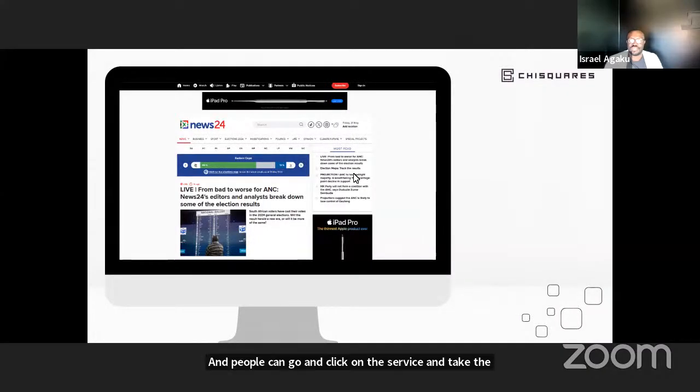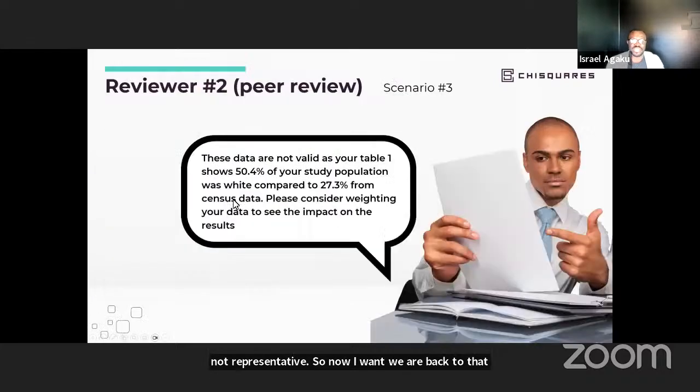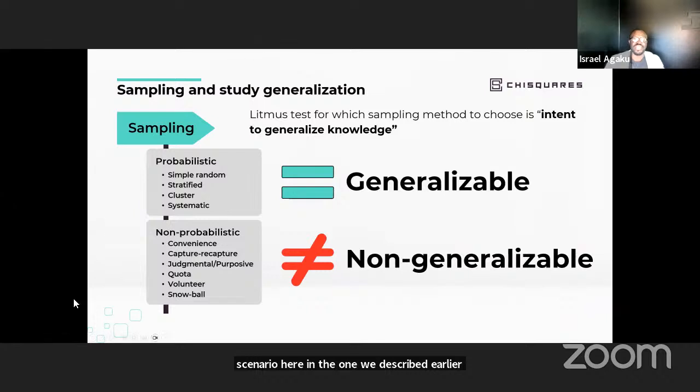which we wanted to use for research. But as you can imagine, since the data came from this source, you could be pretty sure that it was not representative. So in other words, we're back to that scenario, the one we described earlier, where our data came from a convenient sample, right? But we wanted to make results that were generalizable. So I needed to understand that point.